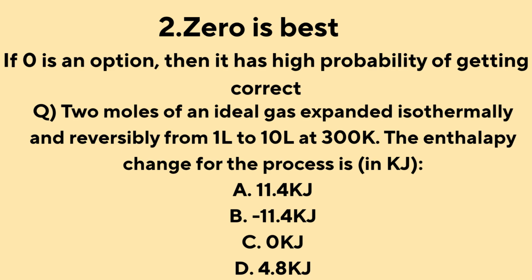We'll go through an example. 2 moles of an ideal gas expanded isothermally and reversibly from 1 liter to 10 liter at 300 Kelvin. The enthalpy change for the process is: option A, 11.4; option B, minus 11.4; option C, 0; option D, 4.8 kilojoule. I have 0 in the 3rd option, so choose 0. If you solve it also, you will get 0 as the correct option.